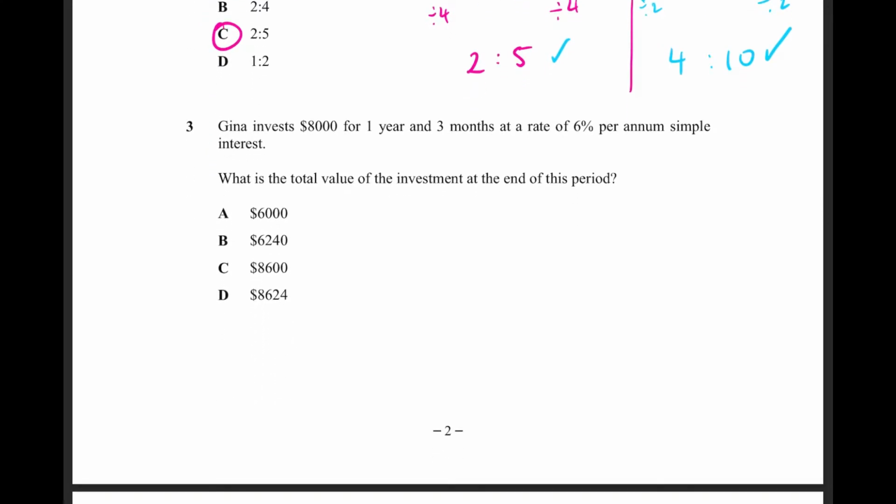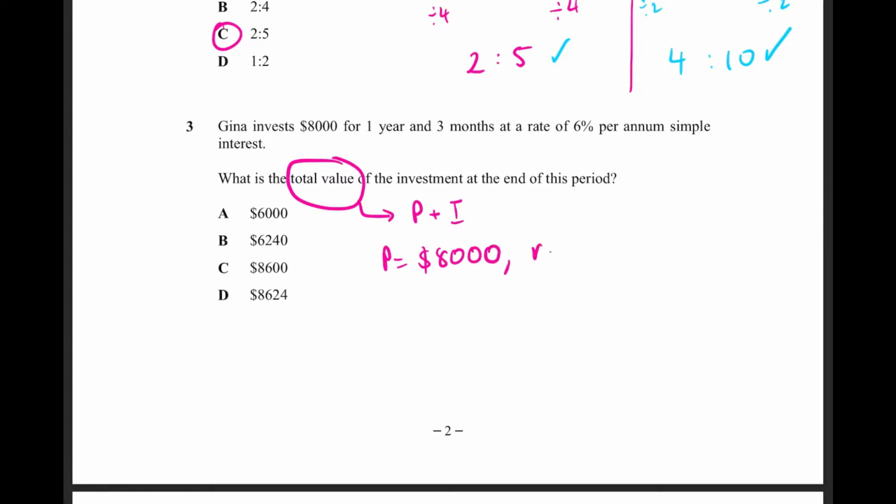Gina invests $8,000 for 1 year and 3 months at a rate of 6% per annum simple interest. What is the total value of the investment at the end of this period? Now, in this case, I'm after what my investment is going to turn into. So that's my principal plus my interest. So I've got my principal is $8,000.